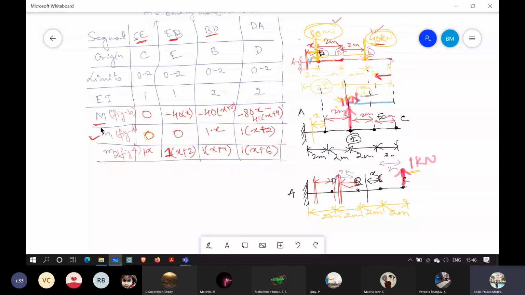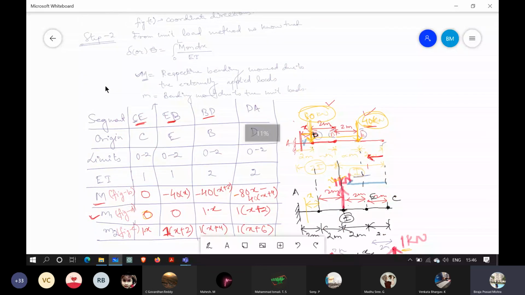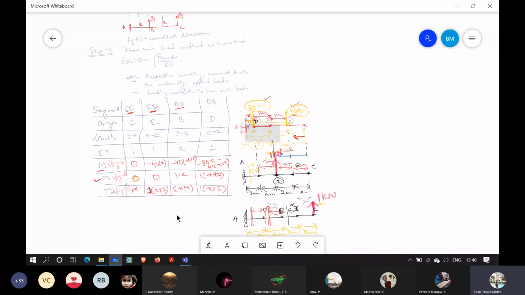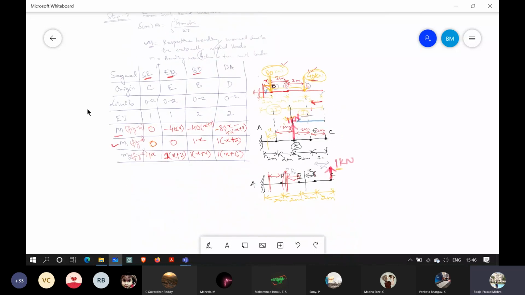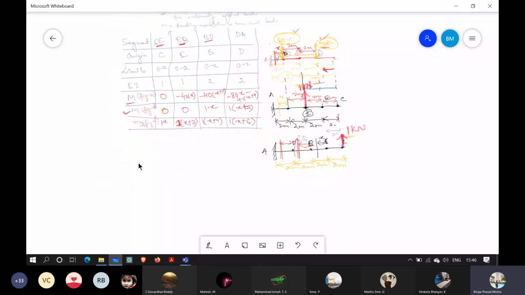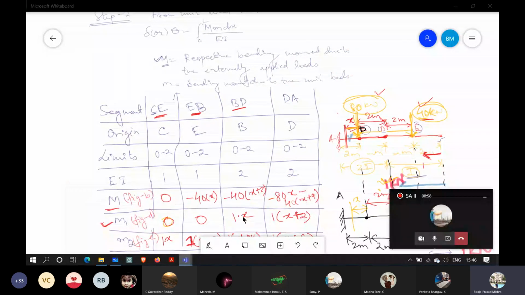So this is the table which we have to determine in step number 2. Any doubts in between till now? I am stopping the recording here.